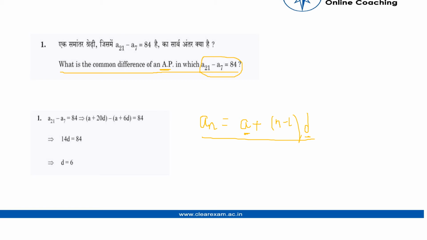So putting this formula over here, the A21 term would give a plus 20d and the A7 term would give us a plus 6d, and subtracting them we get 84, which is given in the question. So cancelling the same variables and taking variable to left side and constant to right side, we get 14d is equal to 84. Now taking 14 in the denominator on RHS, we get d is equal to 6. I hope everybody understands it.